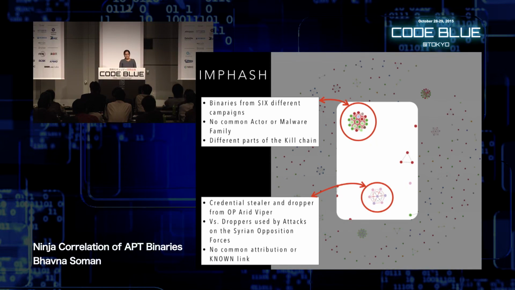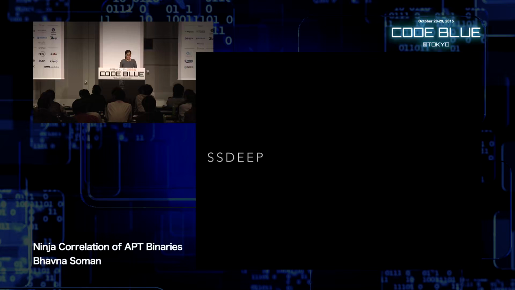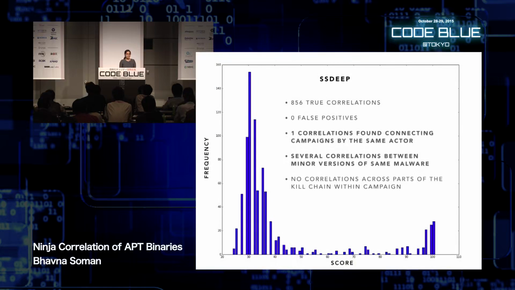Let us look at the results that we got from SSDeep. This is the score distribution. We can see that we got 856 correlations, which is almost twice as much as what we got from imp hash, and there were no false positives, so that's pretty good. We found 1 correlation connecting binaries used by the same actor in different campaigns, and there were several instances of correlations between minor versions of the same malware. And there were no correlations where this method could connect binaries used across parts of the kill chain.